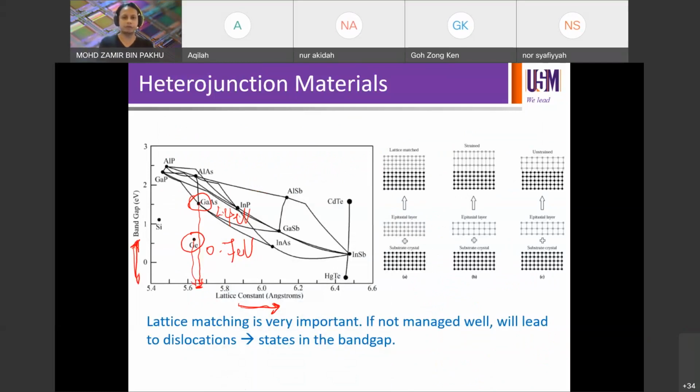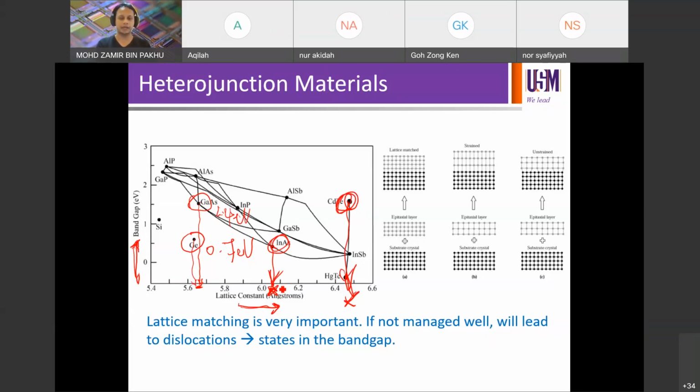For example, if you want to combine cadmium telluride on indium arsenide, is it a good idea to combine this as a heterojunction? Cadmium telluride and gallium arsenide. It's not a good idea, right? Because the lattice constant for cadmium telluride is like 6.4 something here, and on the other hand, indium arsenide is about 6.05 or so. So that will result in a bigger mismatch. The same goes for other materials as well.